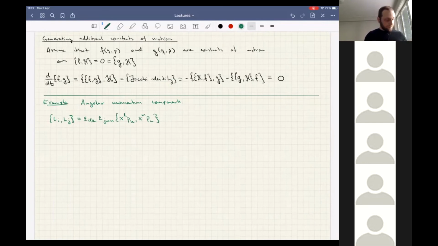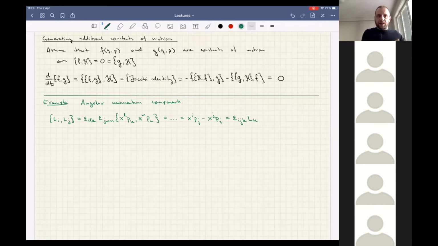So if I take this Poisson bracket and I do this computation, it's also detailed in the lecture notes. What I'm going to end up with is xi pj minus xj pi. And one can convince oneself that if we multiply by this permutation symbol epsilon, we're going to see that this is equal to epsilon ijk times Lk.